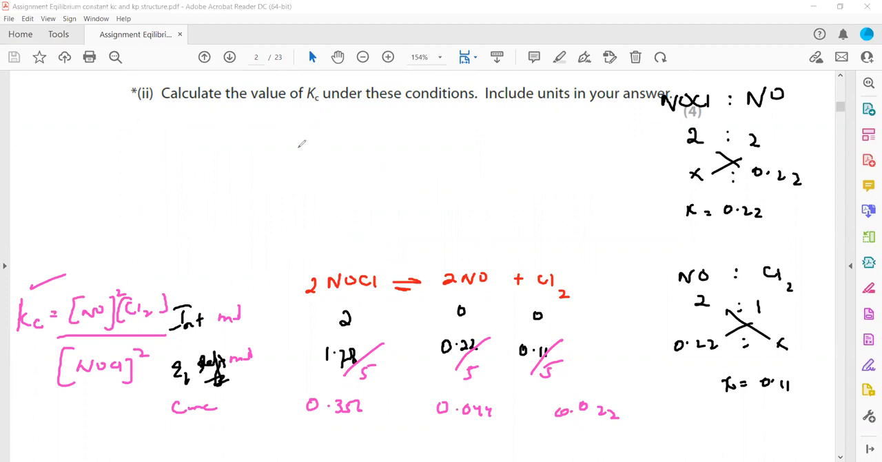So when we substitute in the final formula, the Kc, the concentration of NO, which is 0.44, raised to the power 2, the concentration of chlorine is 0.022, and the concentration of nitrosyl chloride 0.356, 0.356 and then squared. And we just substitute the values to get the value for Kc.